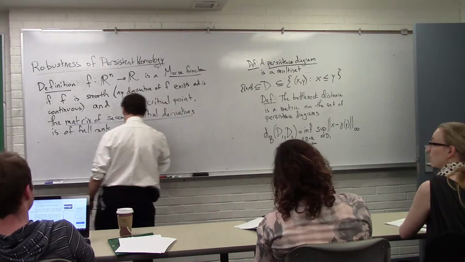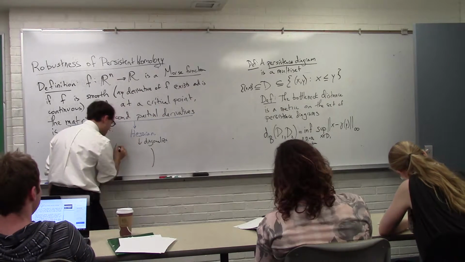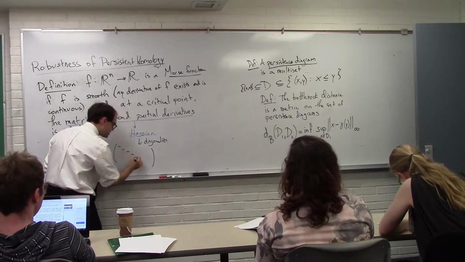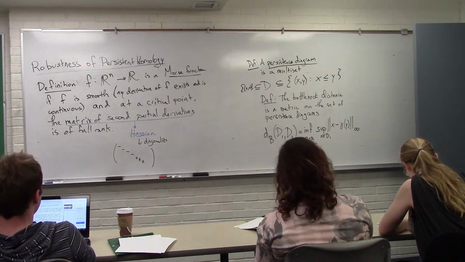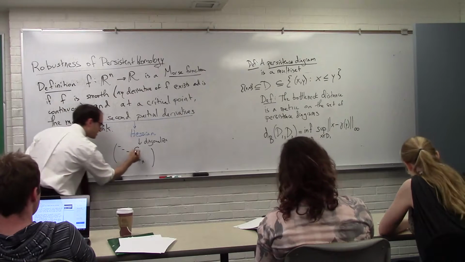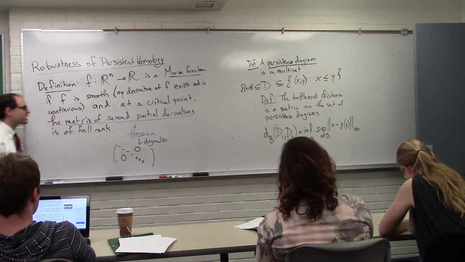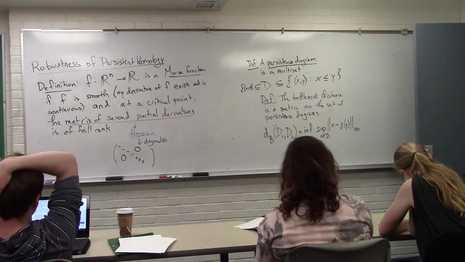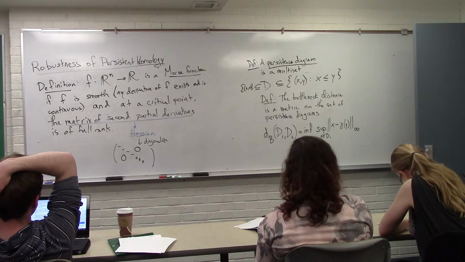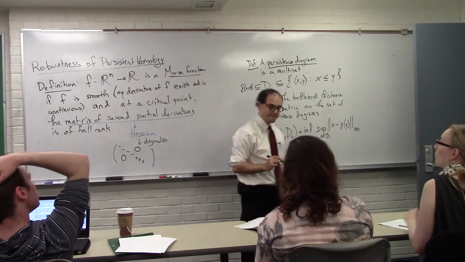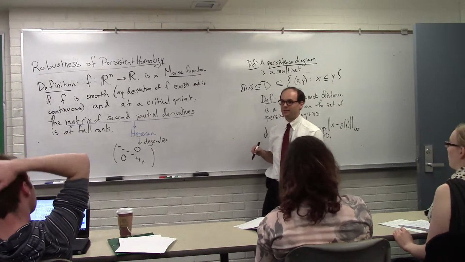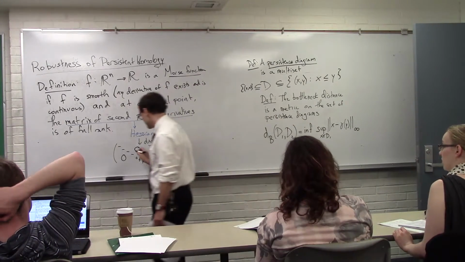And this is the key point. You can diagonalize it so that there's a bunch of minuses and then a bunch of pluses, and the rest, everything else, is 0. So you can diagonalize the Hessian so it looks like this. And if you take the number of negative eigenvalues, that's called the Morse index.